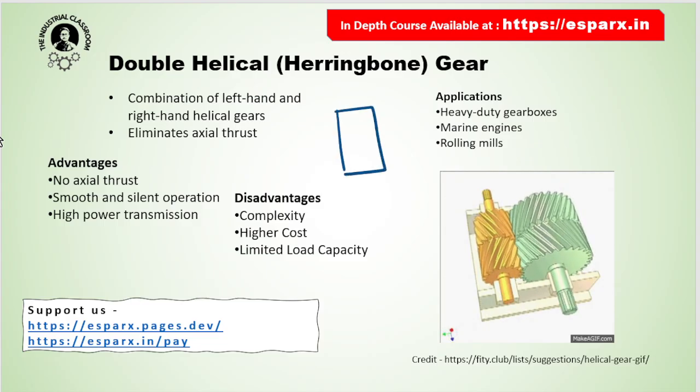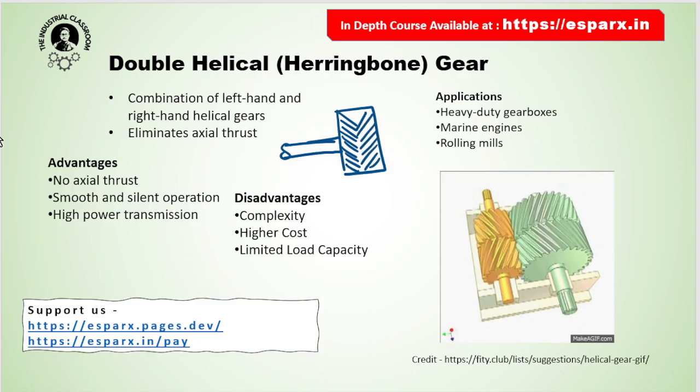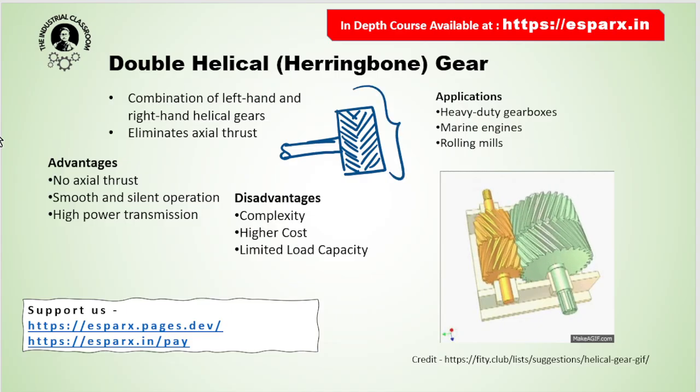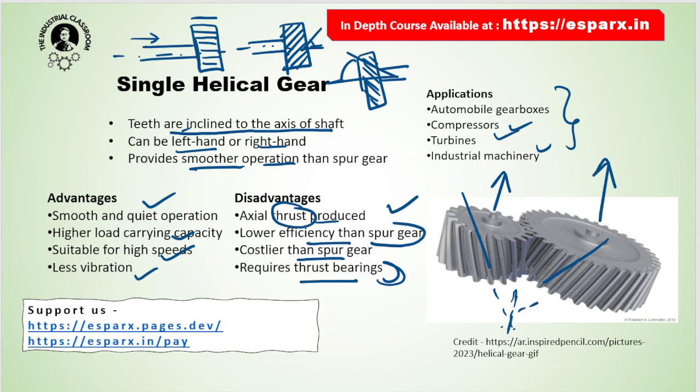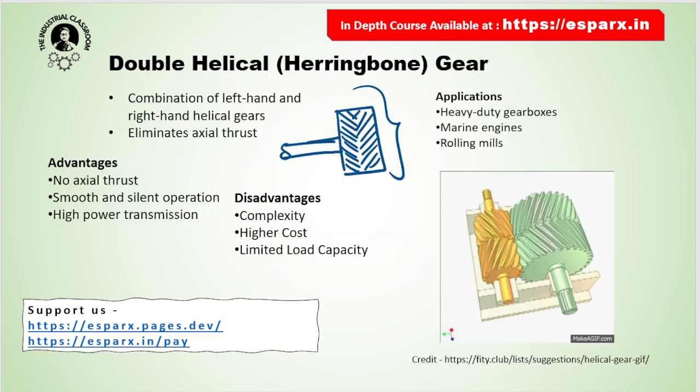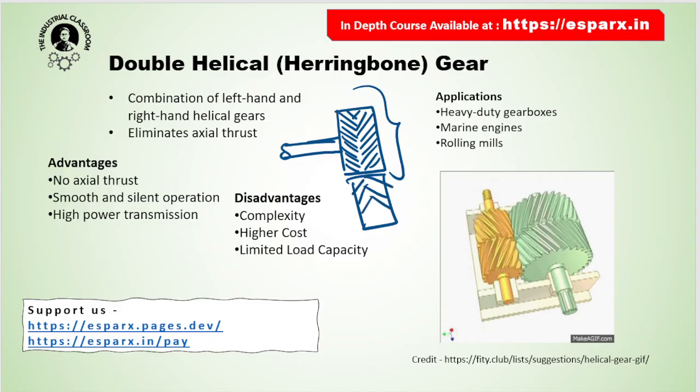Here remember, if this is the gear and this is my shaft, then both the left and right hand teeth are present in the same gear. Okay, so this is the herringbone gear. So what advantage does it have? In the single helical gear, we saw that there is axial thrust, but in this one, it provides a thrust on this side and this side, which cancels the axial thrust in a single direction. Okay, it eliminates axial thrust.